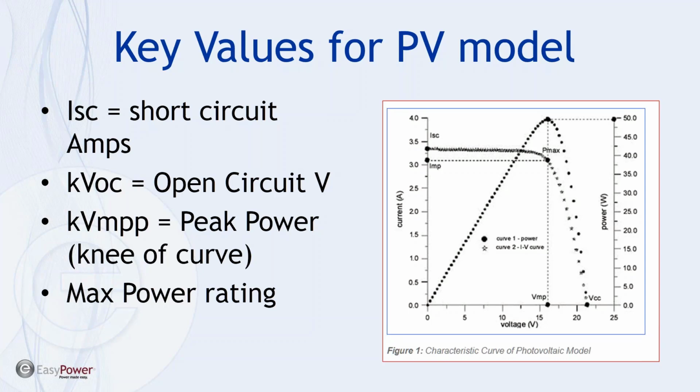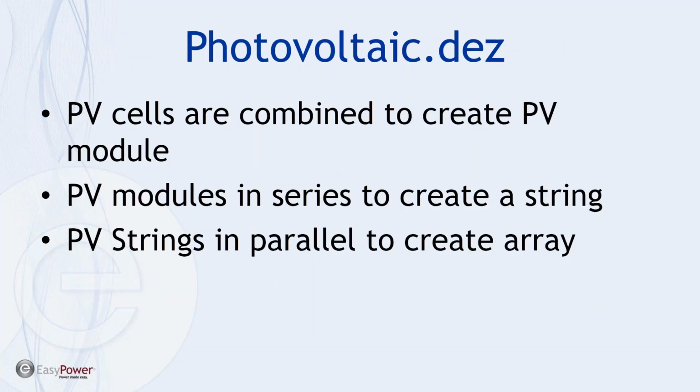The open circuit voltage is the maximum voltage that the device will produce. The peak power is actually the knee of the curve, if you will, and that's the maximum output that the device can provide. And then all this combined gives us the ability to come up with a power rating for the module. So the example file that's in the EasyPower installation under samples is called Photovoltaic.dez.